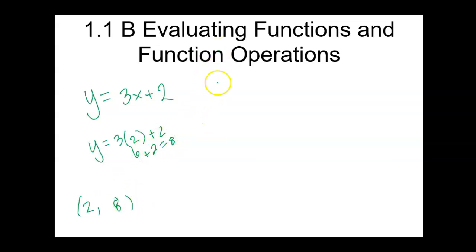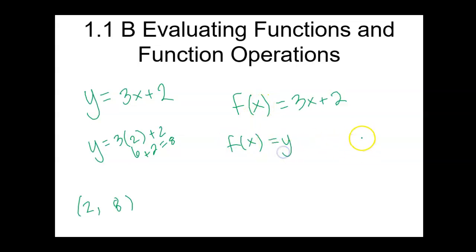Okay, so function notation, I would just take the y and replace it with f of x. So basically it's the exact same equation. It would give me the exact same x and y values. If I plug in x equals 2, I'm going to get f of x equals 8. So f of x just means my relation is a function, my function's name is f, and the input is x. But f of x and y are interchangeable. So if I were to graph this, this is the x-axis, this is the y-axis. I could also call this the f of x axis, okay?